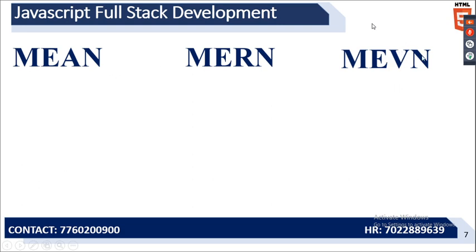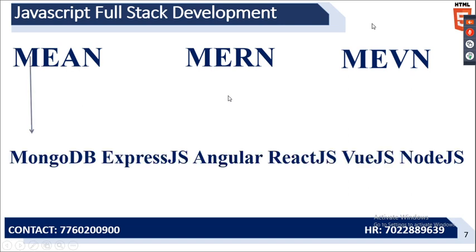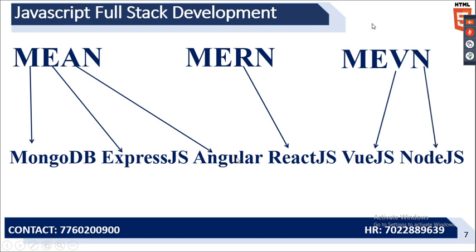So see guys, in MEAN, MERN and MEVN, only one character is changed here. The character is A, R, V. The 3 characters are the same: M, E, N. Right? So what do the MEAN and MERN stacks mean? This is a combination of technologies, guys. M means MongoDB, E means Express.js, A means Angular, R means React.js, V means Vue.js, N means Node.js.